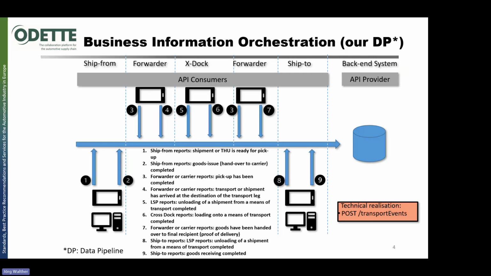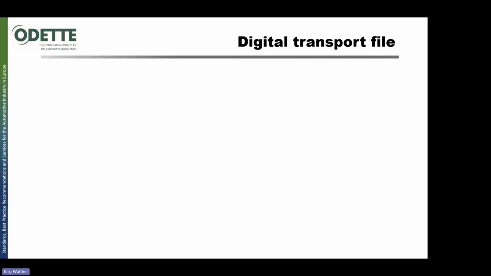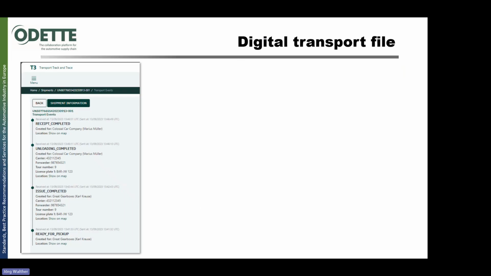All information would be stored as an event in the backend. And this results in this digital transport file at the end. On the one hand, we have all the recorded events here, including the information about who recorded the event. In this case, for example, the consignor who also loaded the goods.